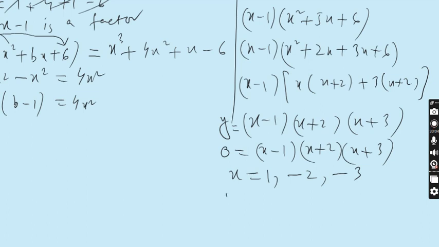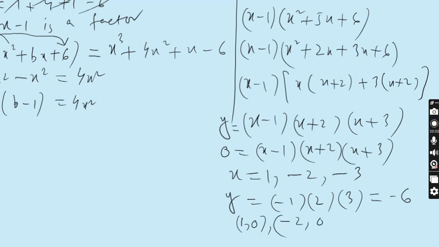To find y-intercept, put x equals to 0: minus 1, and plus 2, because 0 plus 2 is 2, 0 plus 3 is 3. 3 2s are 6, 6 into minus 1 is minus 6. Therefore, our axis intercepts are x is 1, y is 0, x is minus 2, y is 0, x is minus 3, y is 0, and x is 0, y is minus 6.